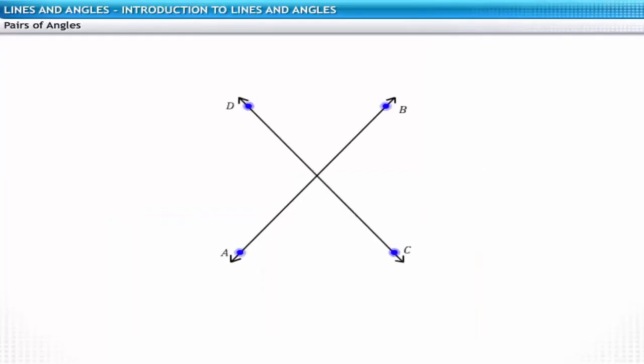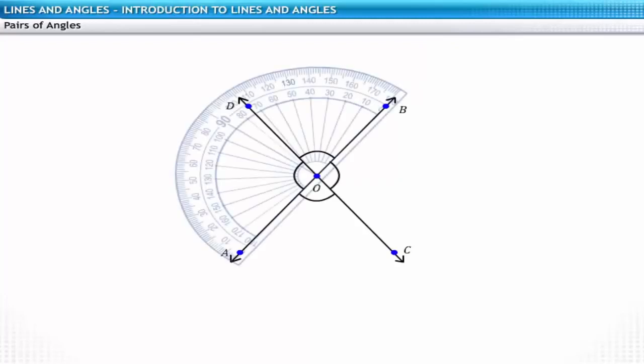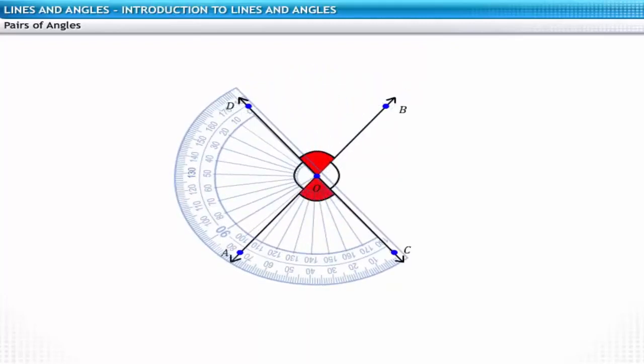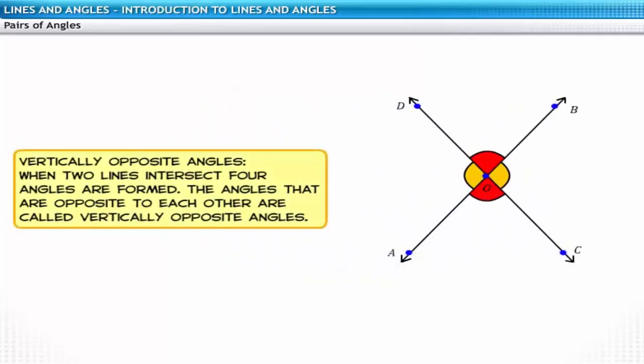Let lines AB and CD intersect at a point O. At the point of intersection, four angles are formed. On measuring the opposite angles, you will find that they are equal. Such angles are known as vertically opposite angles.